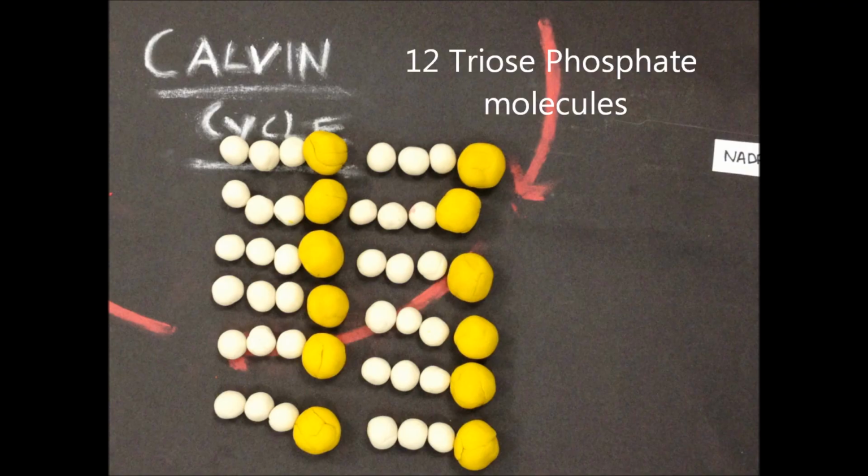So, up to this point, 12 ATP will have been used to produce 12 ADP and 12 inorganic phosphates, which go back to the light-dependent phase. Also, 12 reduced NADP molecules will have been used, and the NADP molecules also go back to the light-dependent phase.